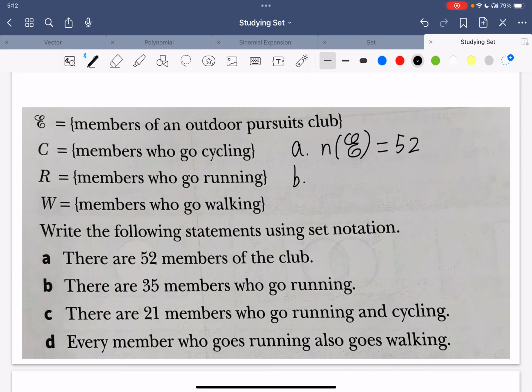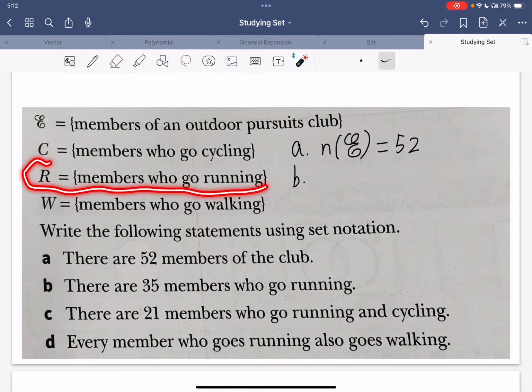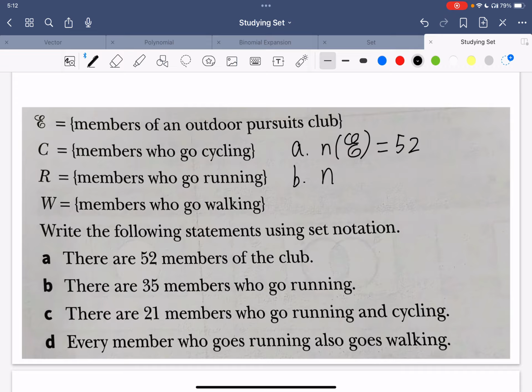Question B. 35 members who go running. For this one, we have the second set, those who go running. Simply, the number of the running set equals 35. Very straightforward, isn't it?